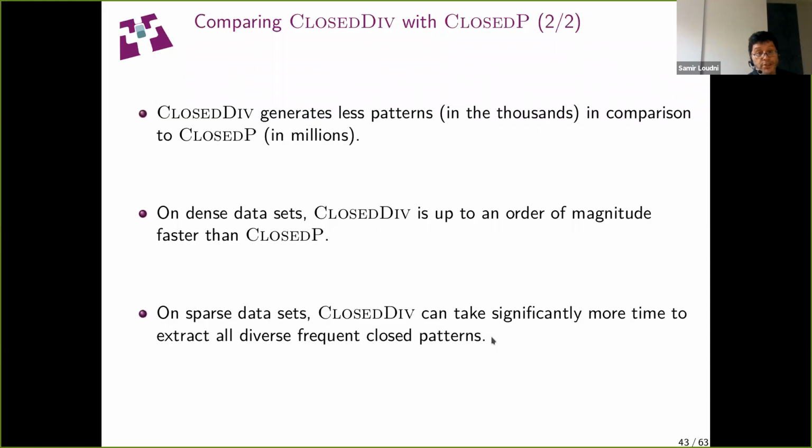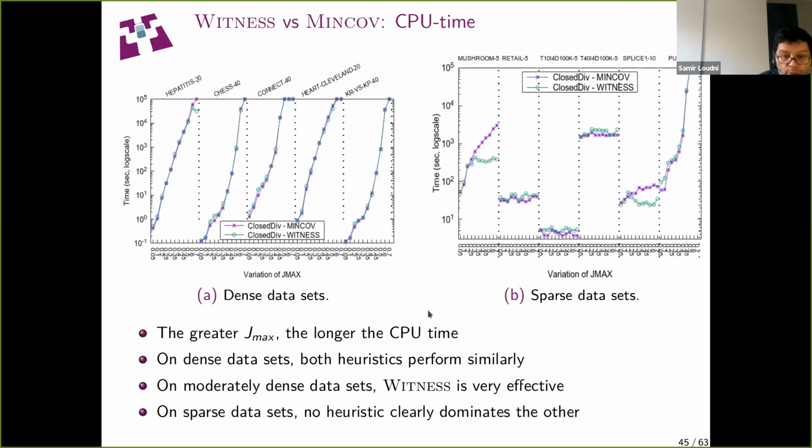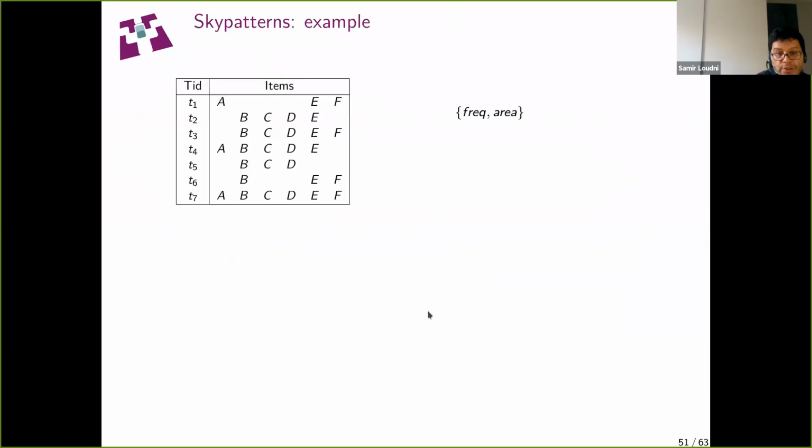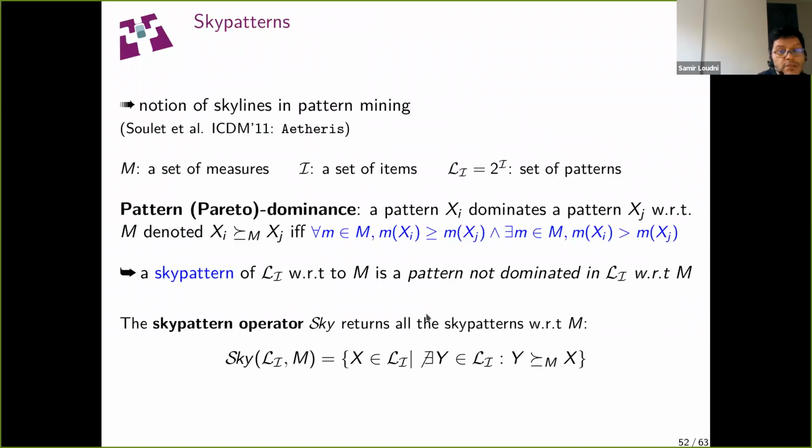The main result here is that closed diversity enables us to generate fewer patterns in comparison to closed pattern. On dense data sets, closed diversity is up to an order of magnitude faster than closed pattern, but on sparse data sets, closed diversity can take significantly more time to extract all diverse frequent patterns. So I will skip all this and get to the conclusion.